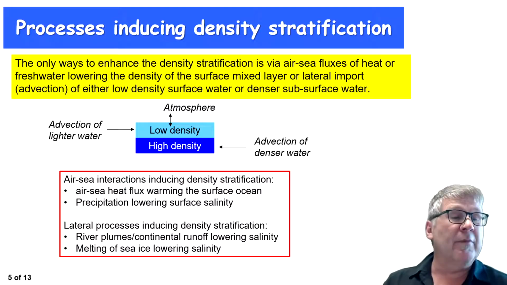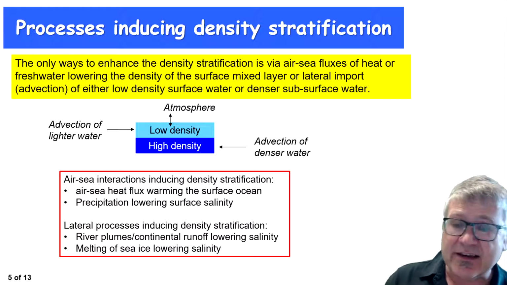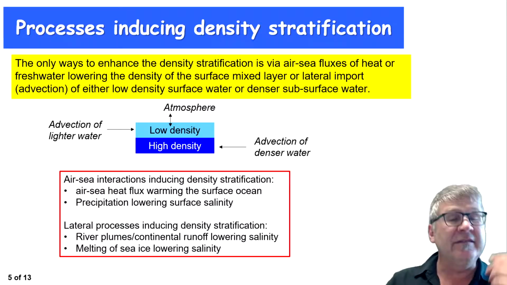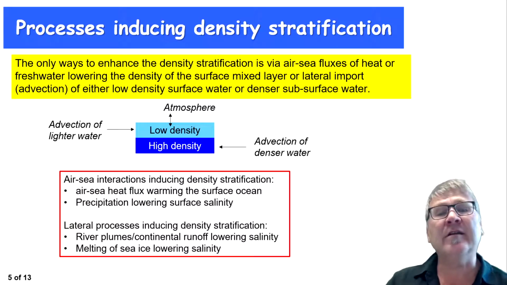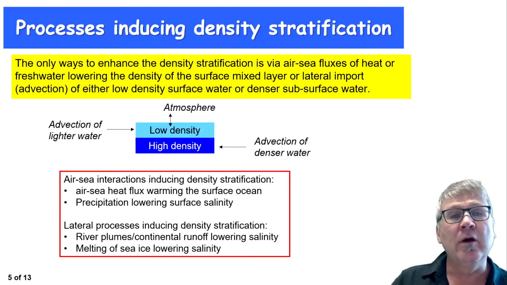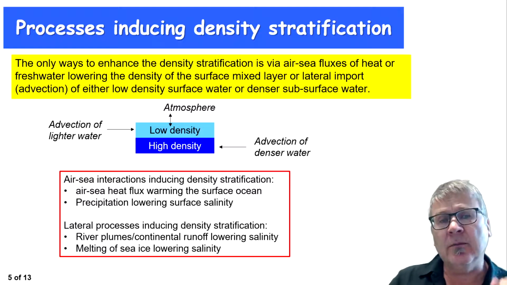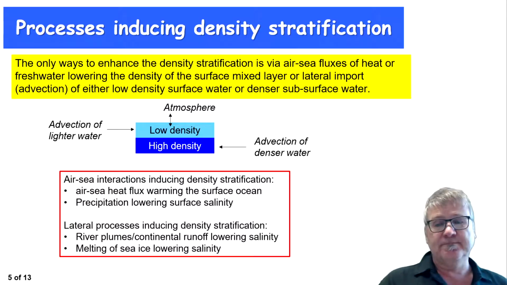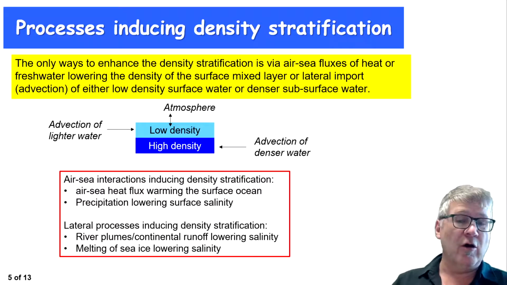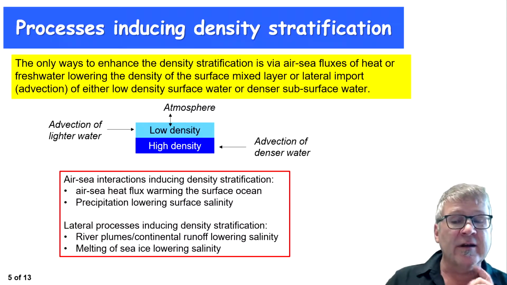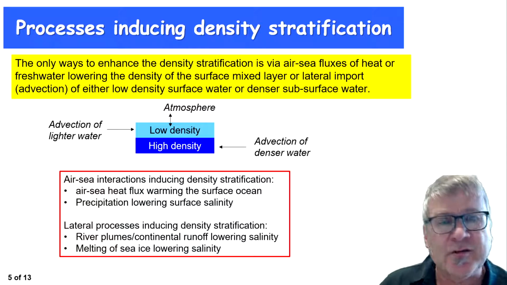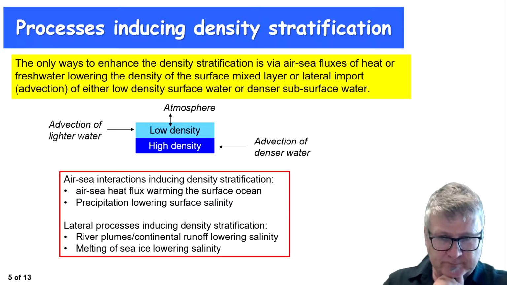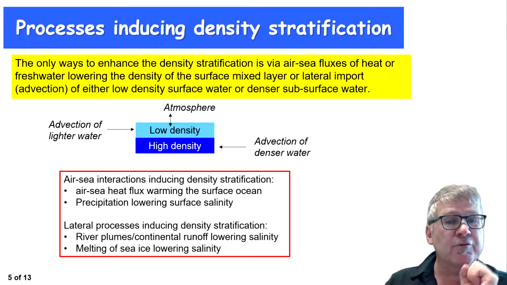All right, so if you think about lateral processes, meaning from the side, indeed, if you have a river plume, river water injected into the ocean, it injects light water which stays near the surface. Okay? Continental runoff. Indeed, and I already mentioned the melting of sea ice. It's not a lateral process, but sea ice can be moved into certain regions and melt. Okay, these are the processes.